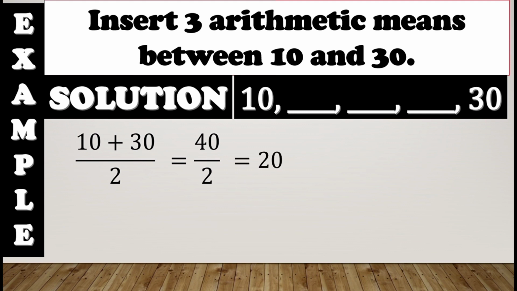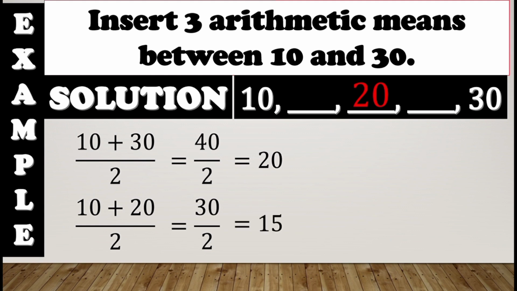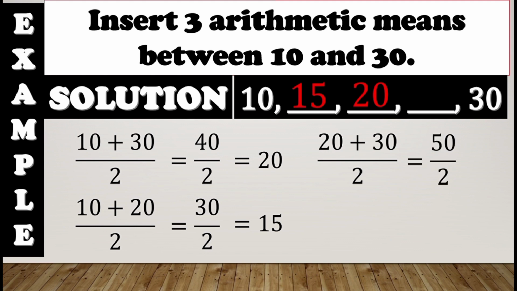Third term is 20. And if we are to get the second term, just simply add 10 and 20 divided by 2. So 30 divided by 2, the result is 15. And 15 is our second term. And for us to get the fourth term, just add 20 and 30 divided by 2. The result is 25. Therefore, the fourth term is 25.